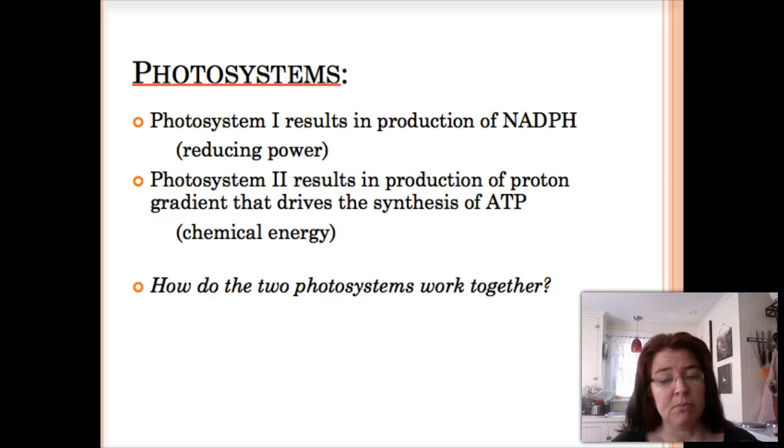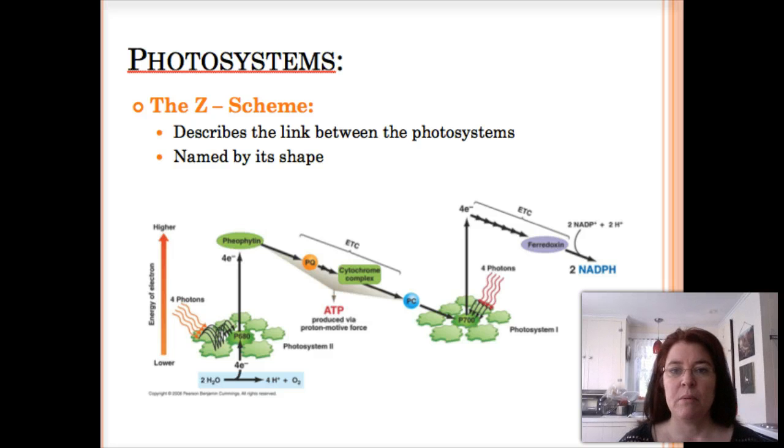Photosystem 2, remember, produces ATP as its product. You could think of these two product molecules as reducing power for NADPH and chemical energy for ATP. The question then is, how do the two photosystems connect with each other? How do they work? When we put the schematics for the two photosystems side by side, you see something that looks somewhat like the letter Z that's been turned on its side. And this is what we end up calling the Z scheme. It describes the way the two photosystems are linked.